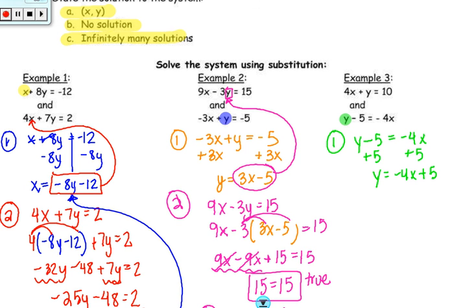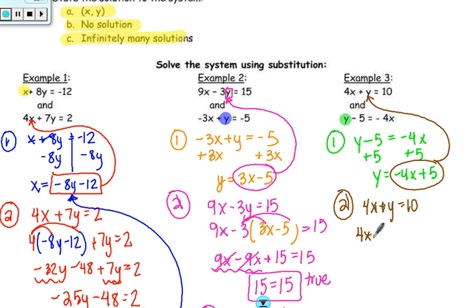Step 2 would be to take this answer, substitute it into the other equation, and solve. So the first equation said 4x plus y equals 10. So I would put 4x plus y. The answer to step 1 was negative 4x plus 5. Notice on this one, I don't have a coefficient in front of the y. And that equals 10. I don't have any distributing here unless you wanted to put a 1 there. But that would still leave me with 4x. 1 times negative 4 is negative 4x. 1 times 5 is 5.